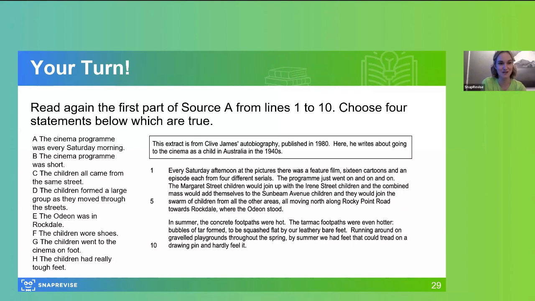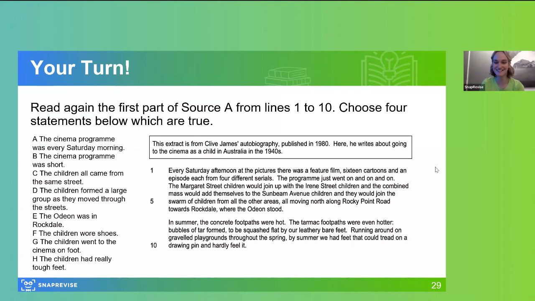The first statement: the cinema program was every Saturday morning. Can you tell me whether that is true or false? I will give you a clue: it is in the first sentence. Can anyone tell me if it is true or false?